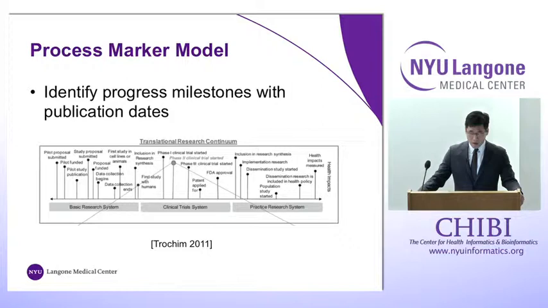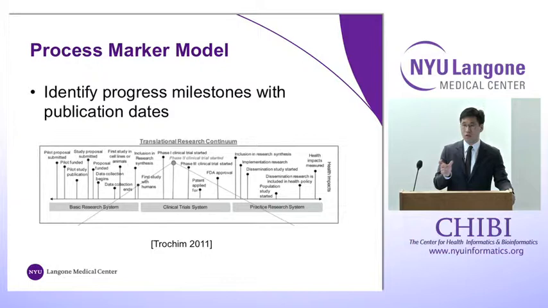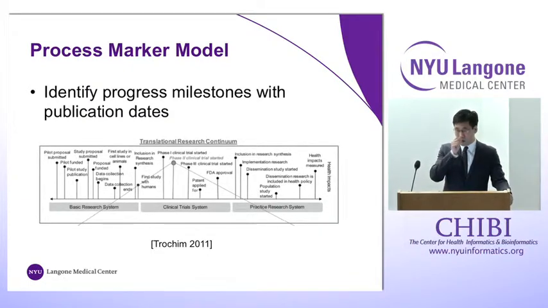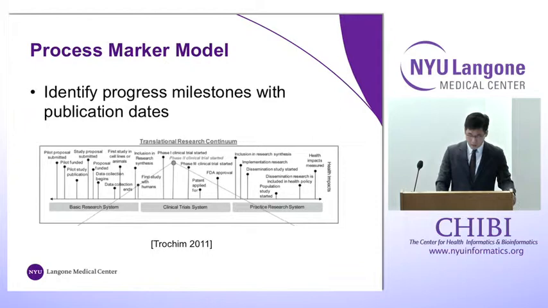This marker model is more of a conceptual framework, and it gives you some intuition. If you wanted to measure the amount of time between certain milestones, you could look at the differences in the publication dates. So like I said, it provides a conceptual framework and doesn't really provide a practical method if you wanted to, in fact, identify or predict articles that would lead to translational impact.